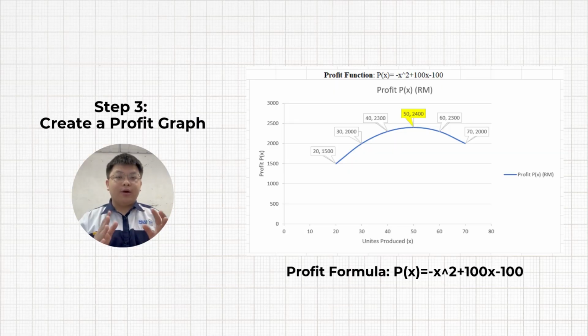After we have completed the table, we will use the graph function in Excel to create a line graph that consists of units produced and the profit, whereas the highlighted point is the maximum point that will produce maximum profit.